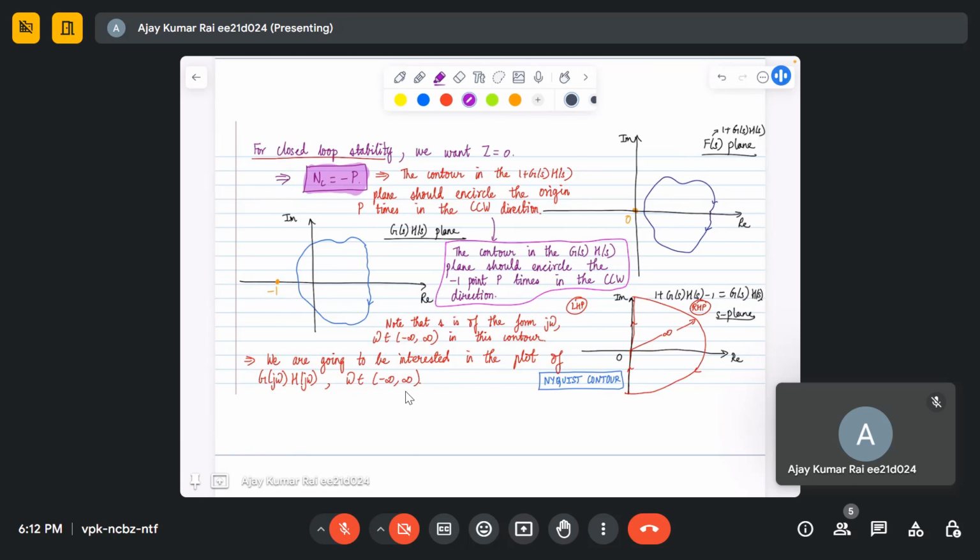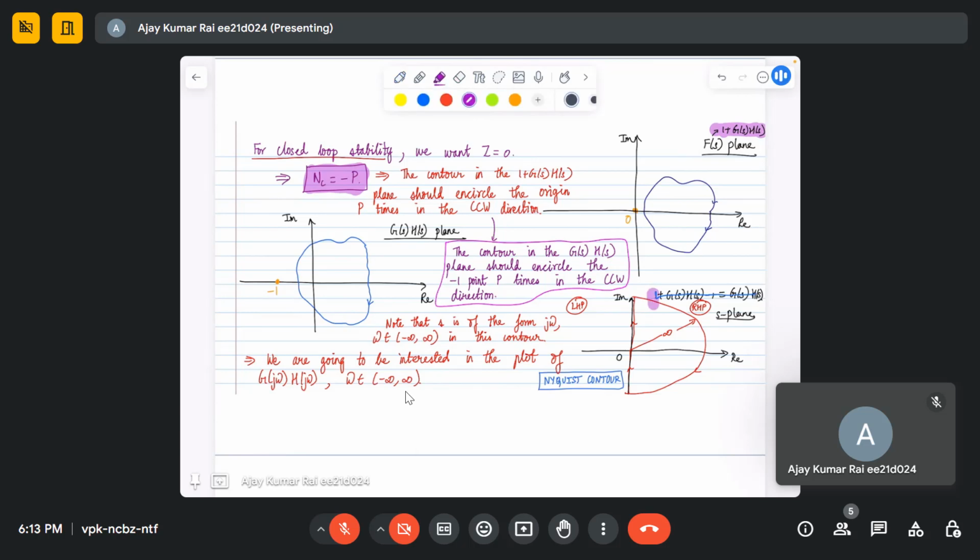So 1 plus G(s)H(s) is F(s). But what we are looking for is G(s)H(s), which is the open loop transfer function. So what we do is we just subtract minus 1 from this contour. The new thing we will do is look at the encirclement of the minus 1 point. This is a slight adjustment.